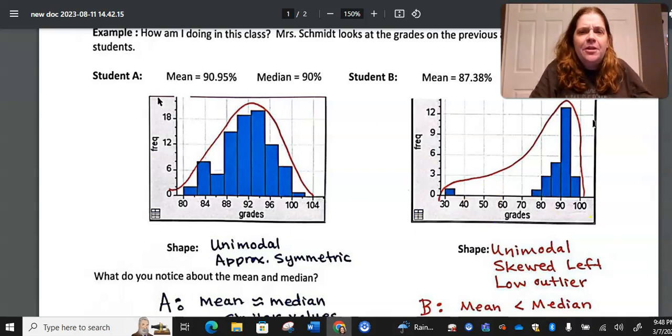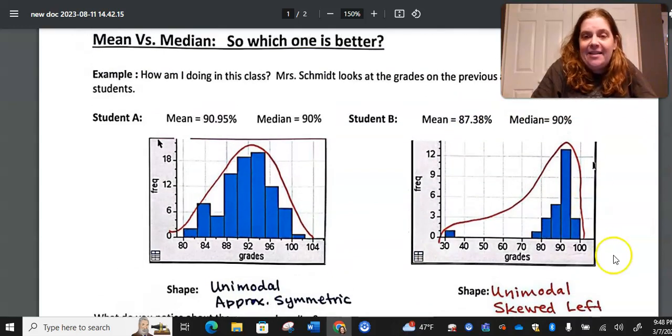The other thing we notice is that with student A, the mean and median are really close to each other, 90.95 and 90, those are pretty close. Whereas the other student has an 87 and a 90. So the middle is still hanging out around 90, but the average is a lot lower. And maybe the reason the average is lower is because they have this really low value.